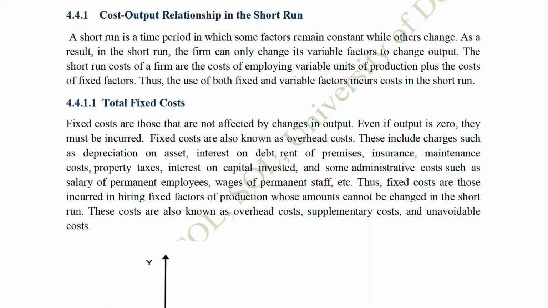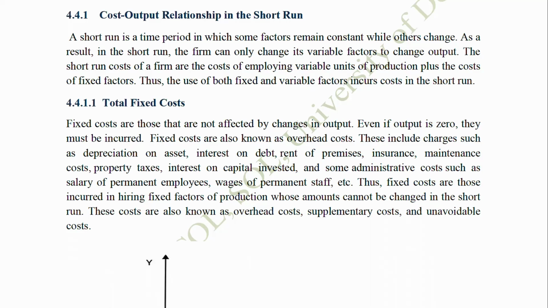4.4.1.1 Total fixed costs. Fixed costs are those that are not affected by changes in output. Even if output is zero, they must be incurred. Fixed costs are also known as overhead costs. These include charges such as depreciation on assets, interest on debt, rent of premises, insurance, maintenance cost, property taxes, interest on capital invested, and some administrative costs such as salary of permanent employees, wages of permanent staff, etc.